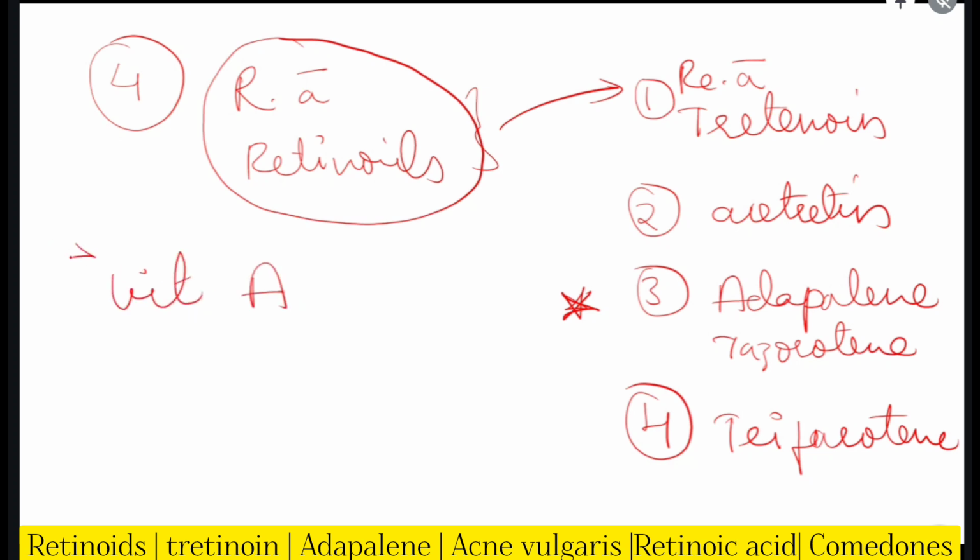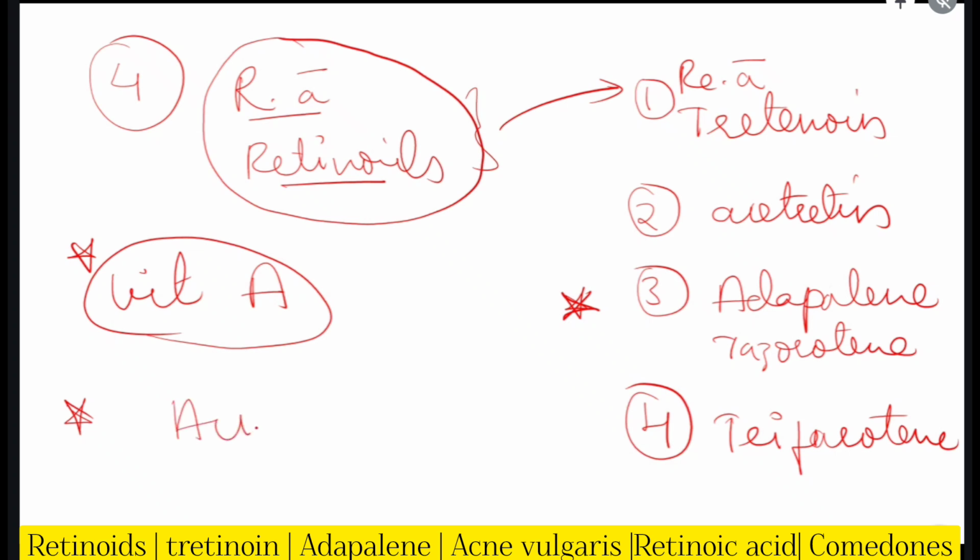First point, retinoids and retinoic acid derivatives are analogues of vitamin A. All these drugs are very similar to vitamin A. Okay, this is the first important point. And the second important point is that these drugs are very effective for acne vulgaris.